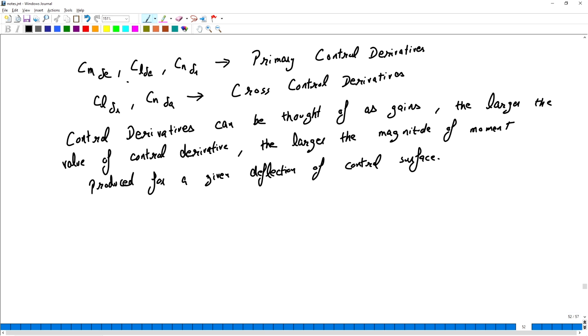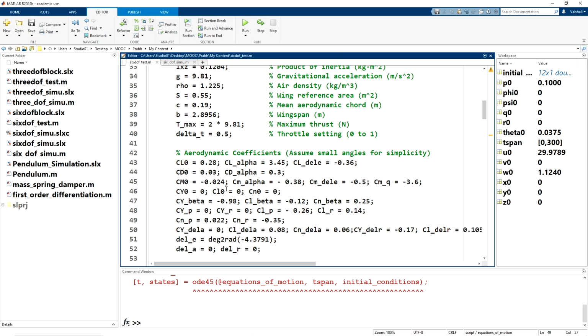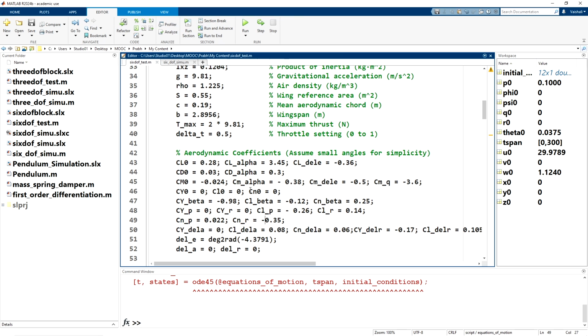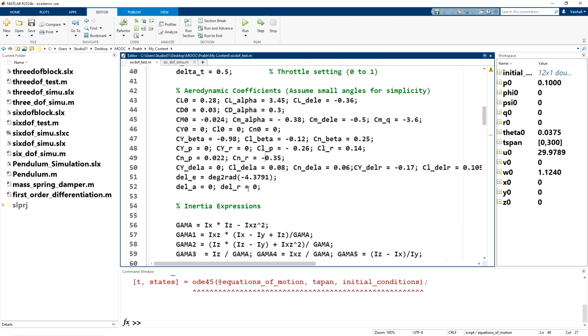Now let me go back to MATLAB again. So I want you to, as an exercise, change these parameters from positive to negative and vice versa, and see how the model is behaving.